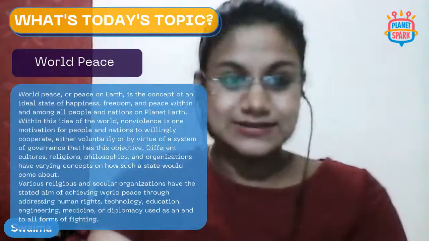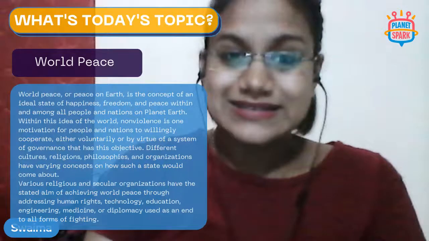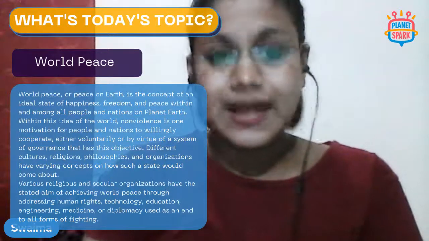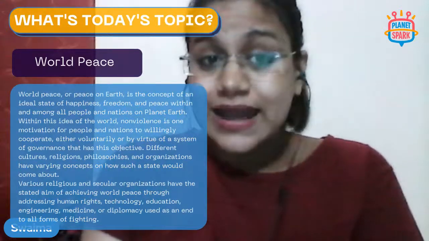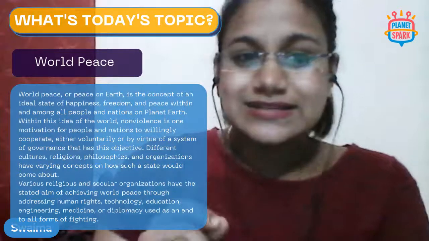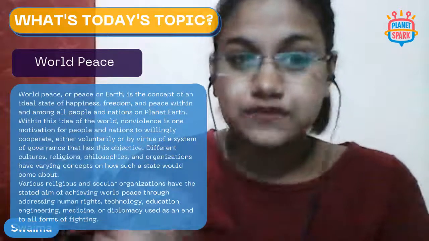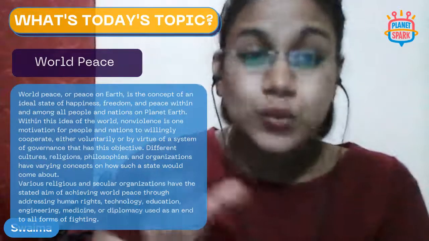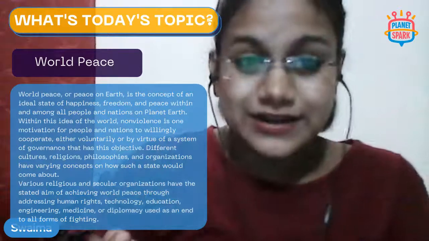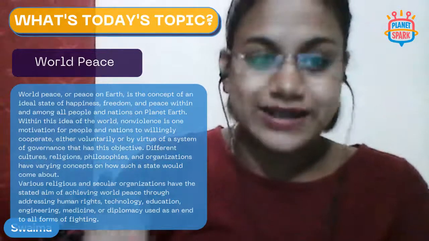Let's quickly cast a glance at the definition. World peace, or basically peace on earth, is the concept of an ideal state of freedom, happiness, and peace within and among all people and nations on planet Earth. Within this idea of the world, non-violence is basically the one motivation for people and nations to willingly cooperate, either voluntarily or by virtue of a system of governance that has this objective.